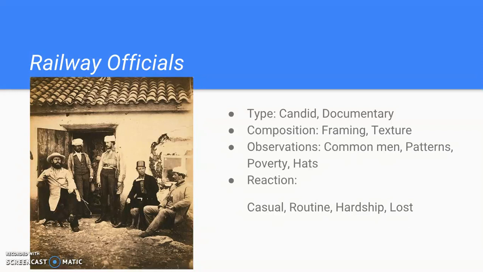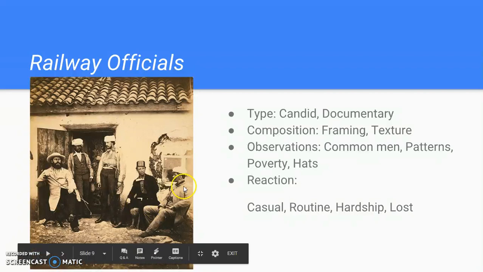It looks very casual. The men are in all different poses. They look as if he just came up and photographed people and they didn't even know he was there. But it also portrays hardship because you can tell that they are not very affluent and the building is very dilapidated.